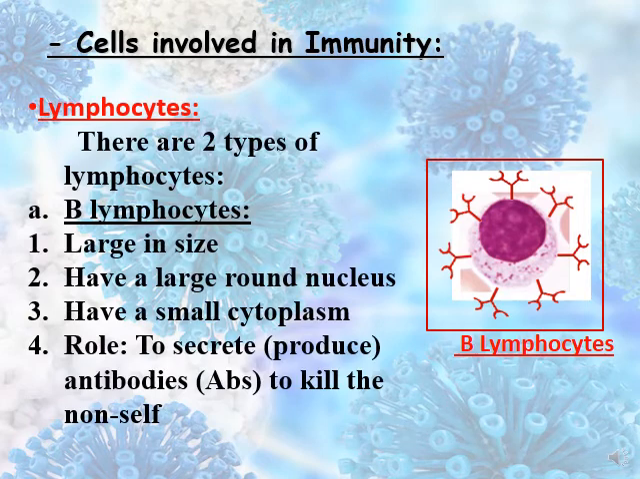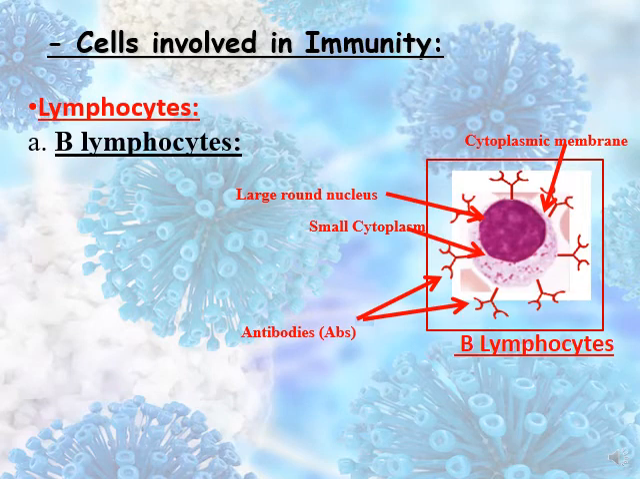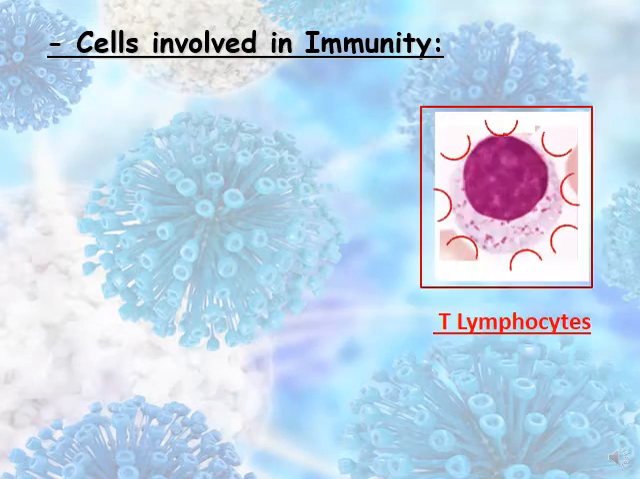B lymphocytes. We have two types of lymphocytes, B and T. B lymphocytes are large in size, have a large rounded nucleus and small cytoplasm. They have a role in secretion of antibodies to kill the non-self. These are the antibodies. This is the figure showing the B lymphocytes. They have a large rounded nucleus, small cytoplasm, cytoplasmic membrane, and the antibodies.